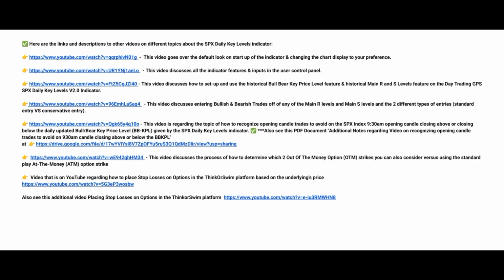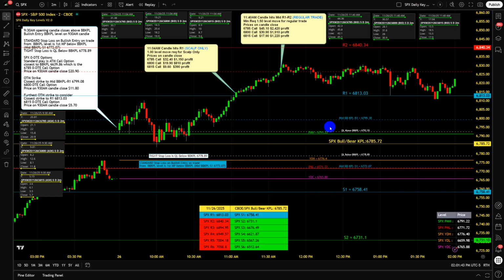Hello, in today's video we'll be taking a look at the Wednesday, November 26, 2025 trading session for the SPX index. We'll be utilizing the Day Trading GPS SPX Daily Key Levels indicator, specifically the V2.0 version of this indicator, which was just released a few weeks ago.